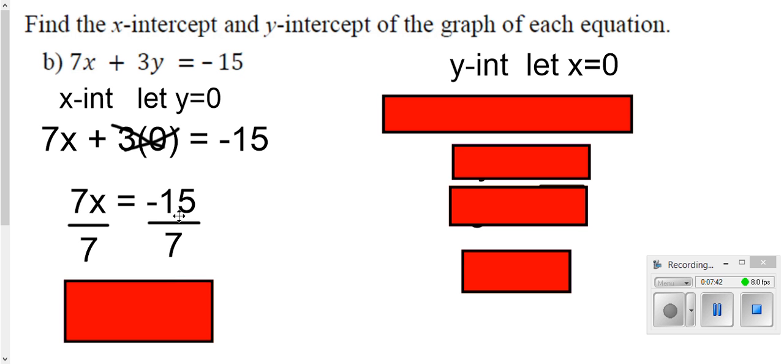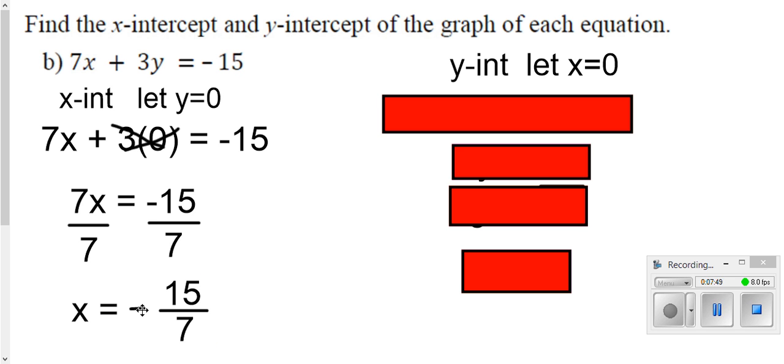And we are getting some ugly little fractions. Of course, this will not reduce. If you divide it with your calculator and math fraction, you'll end up with negative 15 over 7. There's our x-intercept. And that's about negative 2 point something, in between negative 2 and negative 3 on the x-axis.